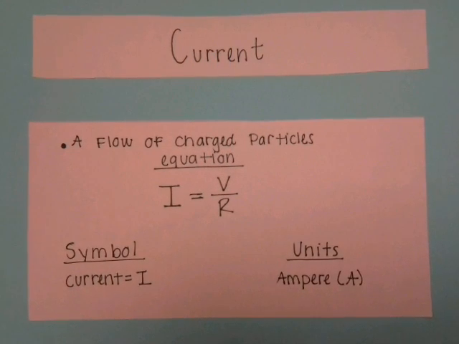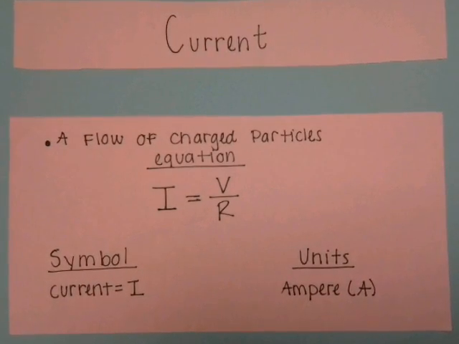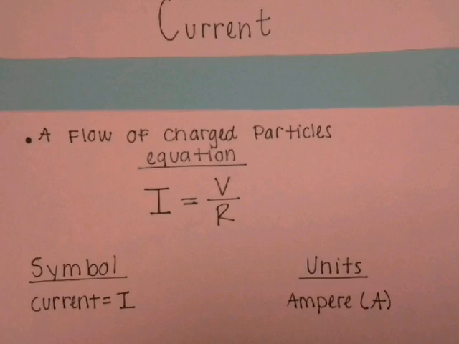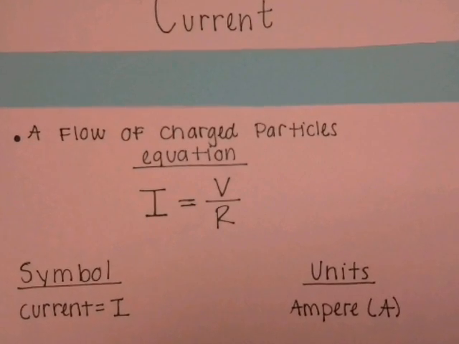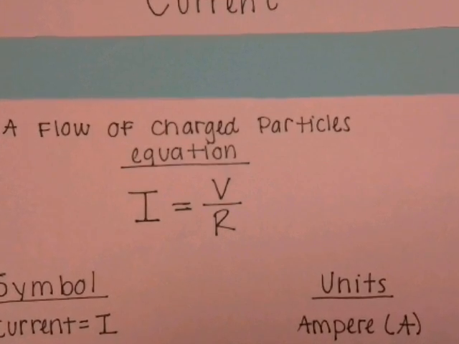Current is the flow of charged particles. The symbol for current is I. The units for current is amps, but is abbreviated with an A. The equation for current is I equals V divided by R. In the next two slides, I will further explain what R and V are.